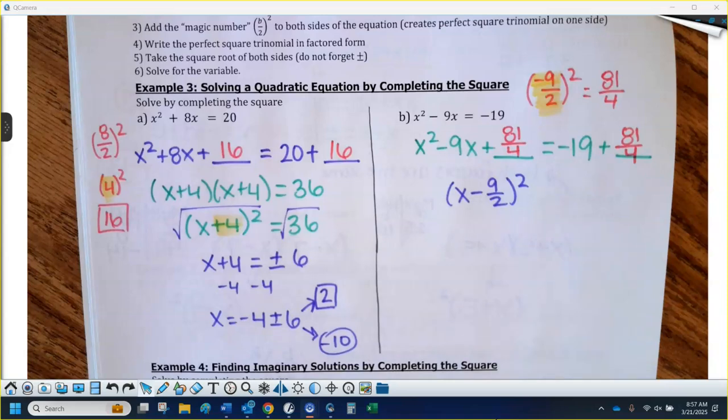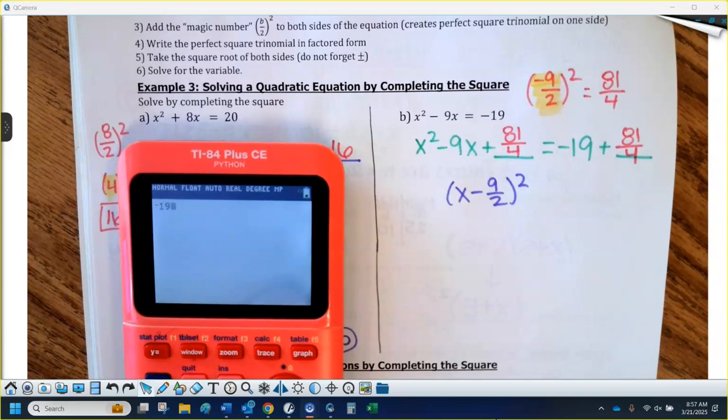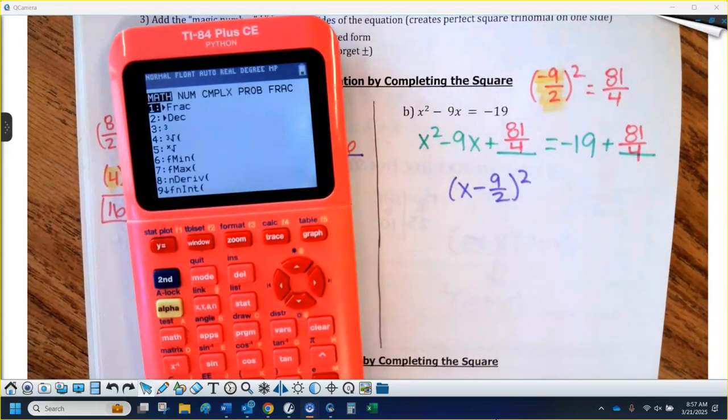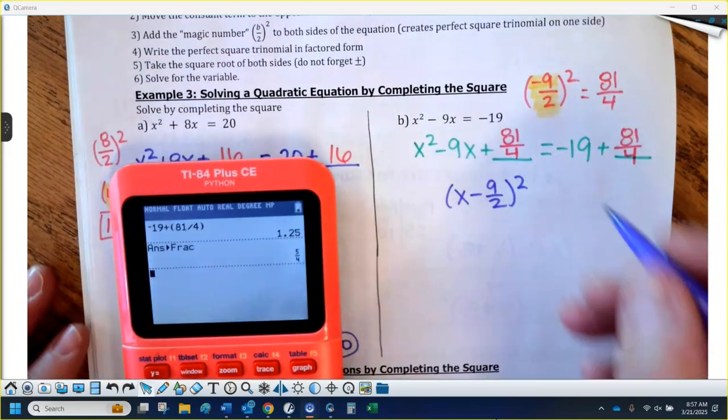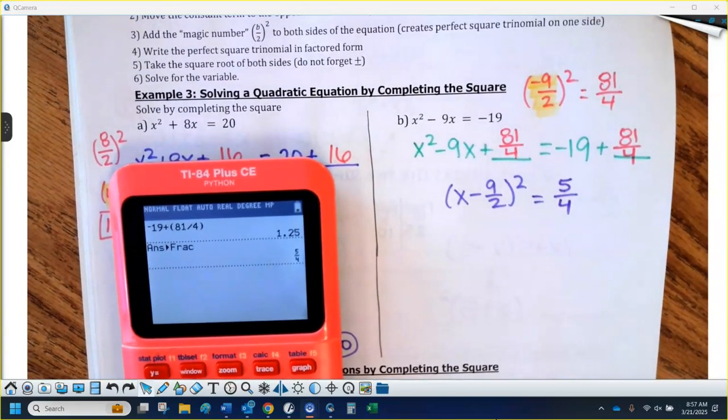Okay, now on the other side, this is a little bit annoying, but I'm just going to grab my calculator here. I'm going to do negative 19 plus, if you have a scientific calculator, just use your fraction key. I don't have a fraction key on here, so I'm going to do 81 over 4. And then I don't want to leave a decimal, and I'm going to show you why in a second. I'm going to convert this to a fraction. If you need help doing that on the graphing calculator, hit the math button right here, and you're just going to hit enter twice, and it'll convert it to a fraction. This is 5 over 4.